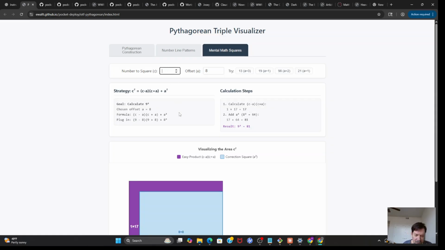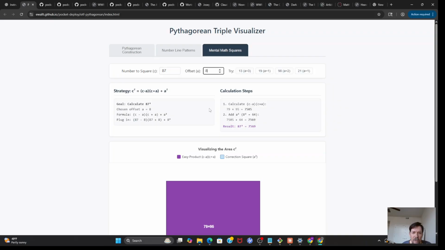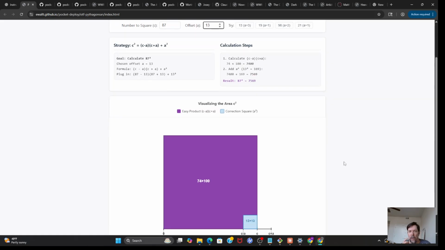Say I choose 87. Okay, so I'm going to choose 13. And then I have 100 as one of my nice numbers. And then 74, if I subtract 13 from 87, that gives me 7,400. I know 13 squared is 169. So I add 169 to 7,400 to get 7,569. So you can square any 2-digit number quickly in your head by getting that down.